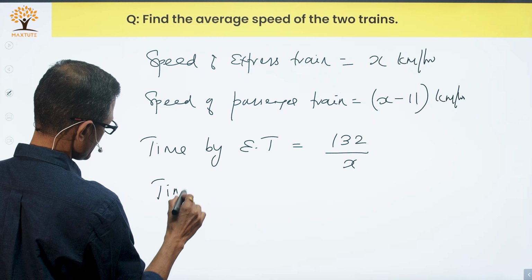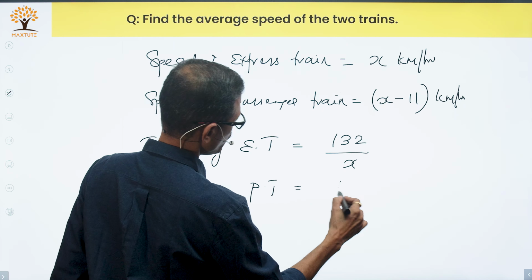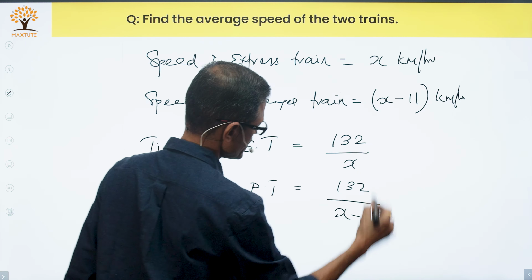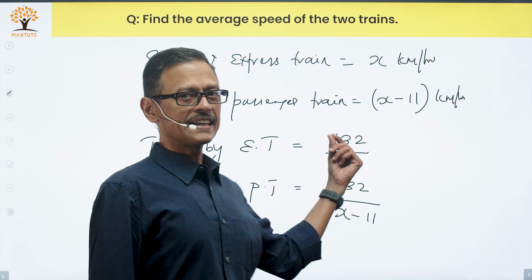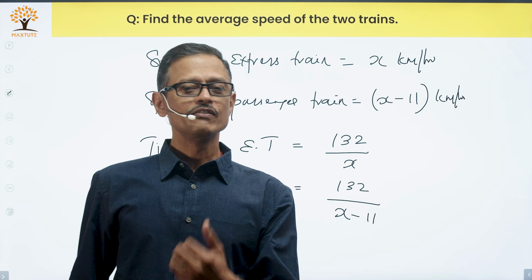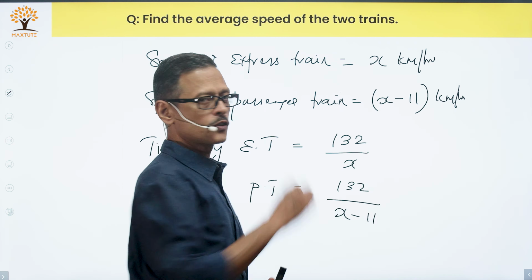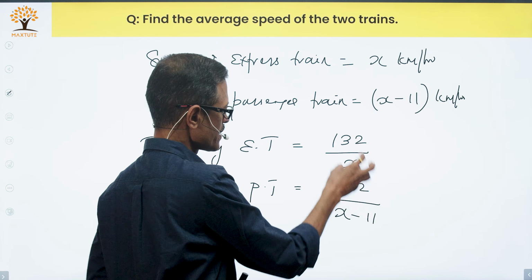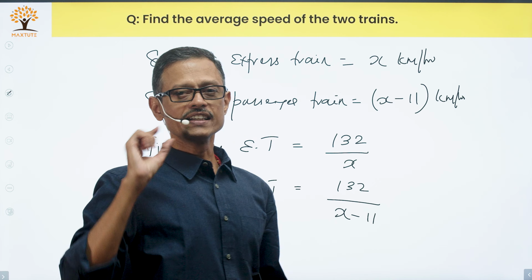Time by passenger train, we'll call it as PT. This is equal to 132, the same distance, divided by the speed of the passenger train, which is equal to x minus 11. We know that the express train takes 1 hour lesser, which means the difference between the time taken by the passenger train and the express train is equal to 1 hour. If this took 4 hours, this will take 5 hours. So the difference between the time taken by the passenger train and the express train is equal to 1.